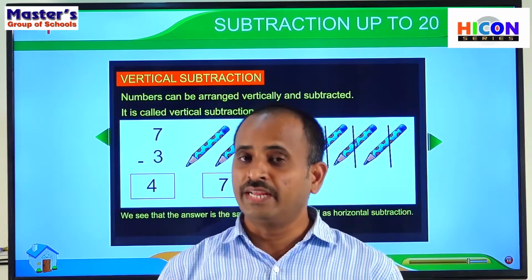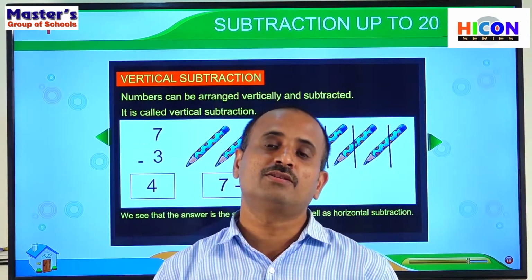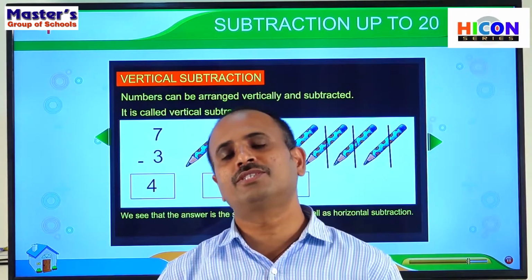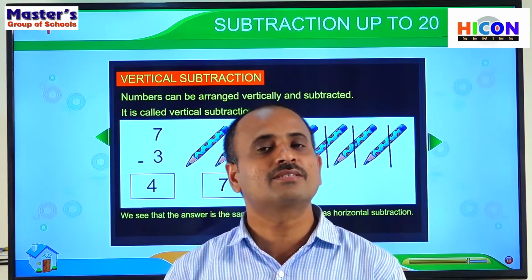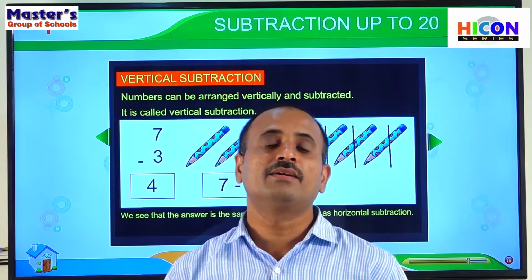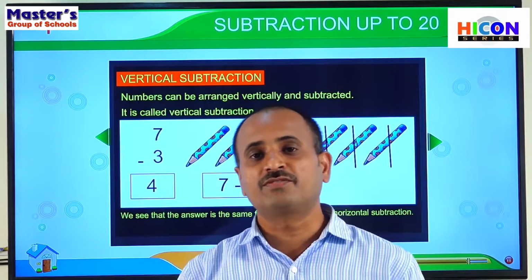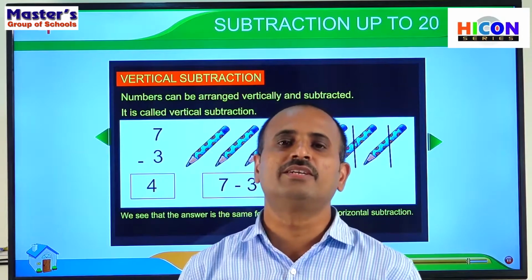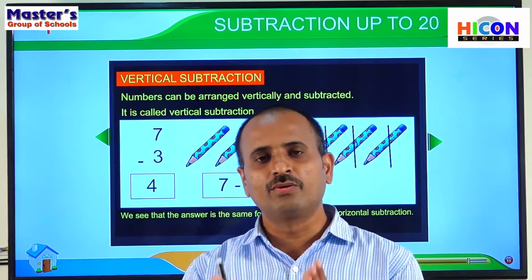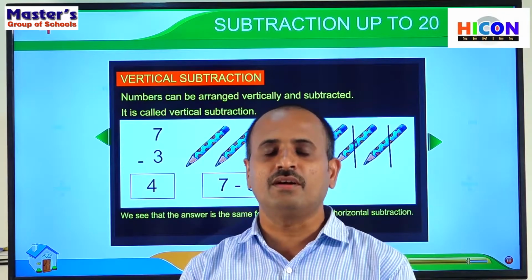About what is horizontal subtraction, and also we have practiced some problems on horizontal subtraction. So what is horizontal subtraction? If we subtract one number from the other number by writing two numbers one beside the other, it is called horizontal subtraction. So horizontal means writing two numbers one beside the other.